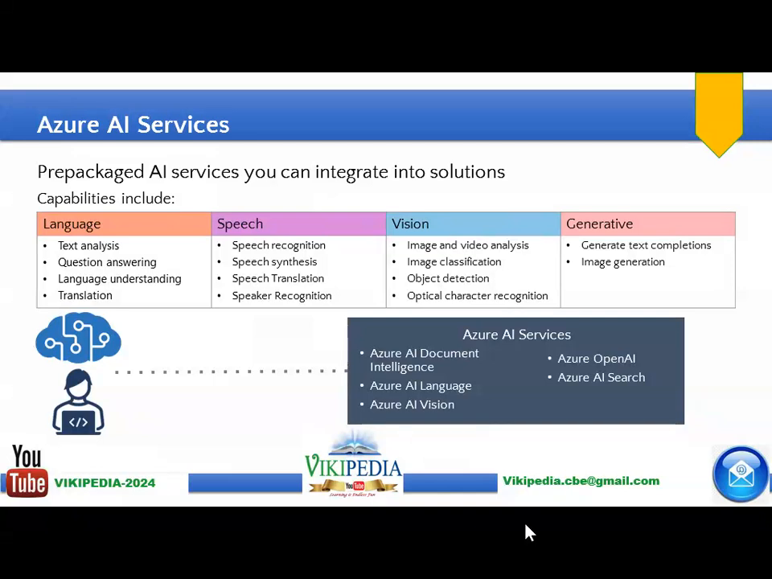Speech recognition, speech synthesis, speech translation, and speaker recognition: these four come under speech services. Speech recognition, for example, is audio to text conversion. Speech synthesis is text to audio conversion. Another thing is converting from one voice language to another voice language, which we call speech translation. And speaker recognition: every person has their own way of speaking.